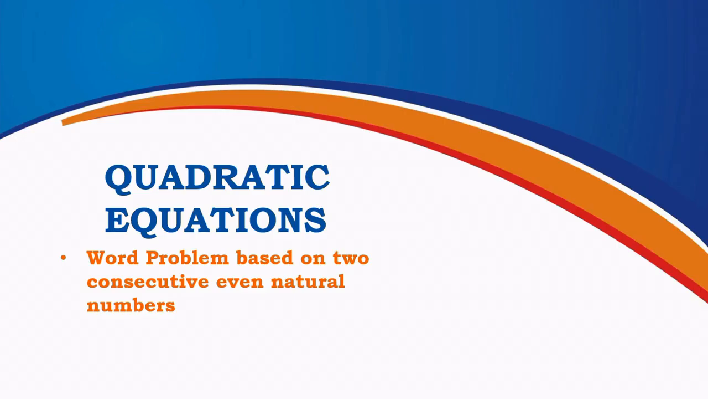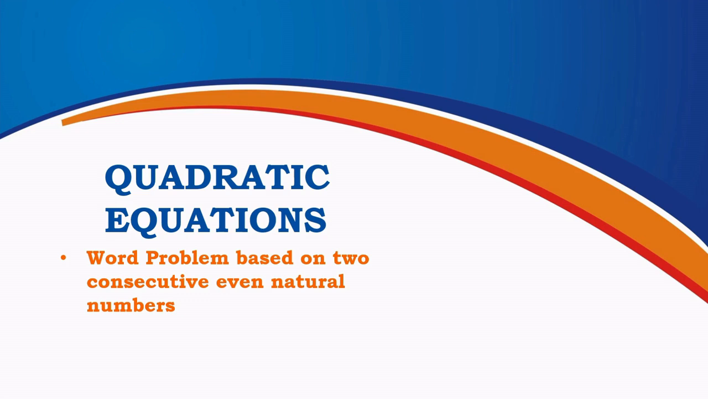Now let us move to another type of word problem based on consecutive even natural numbers. We already know that consecutive even numbers differ by 2. For example, 4 and 6 are consecutive even numbers. Similarly, 10 and 12 are consecutive even numbers. Therefore, if the first even number is represented by x, the next consecutive even number will be x plus 2. In word problems involving consecutive even numbers, this representation helps us convert the given information into a quadratic equation.